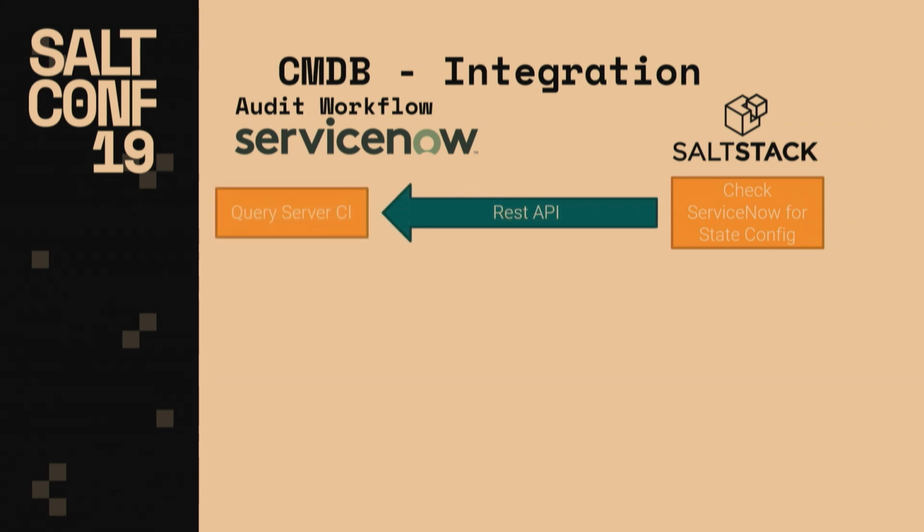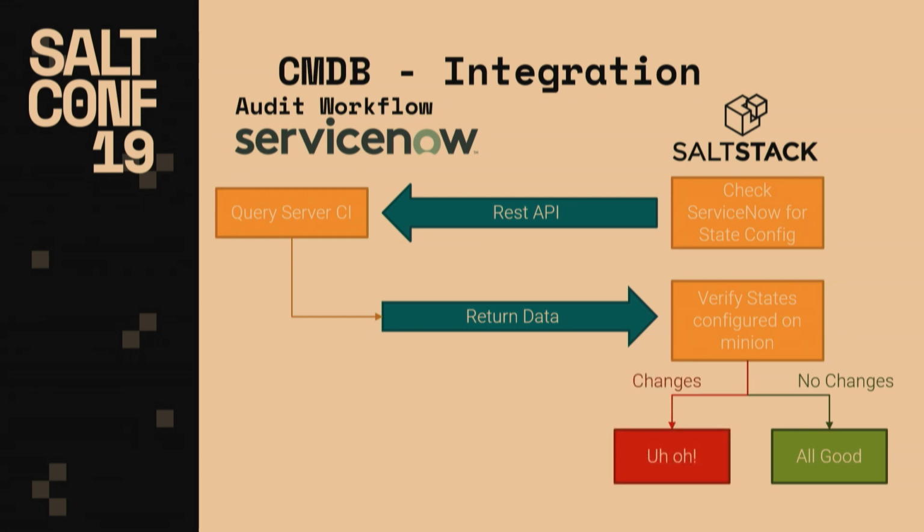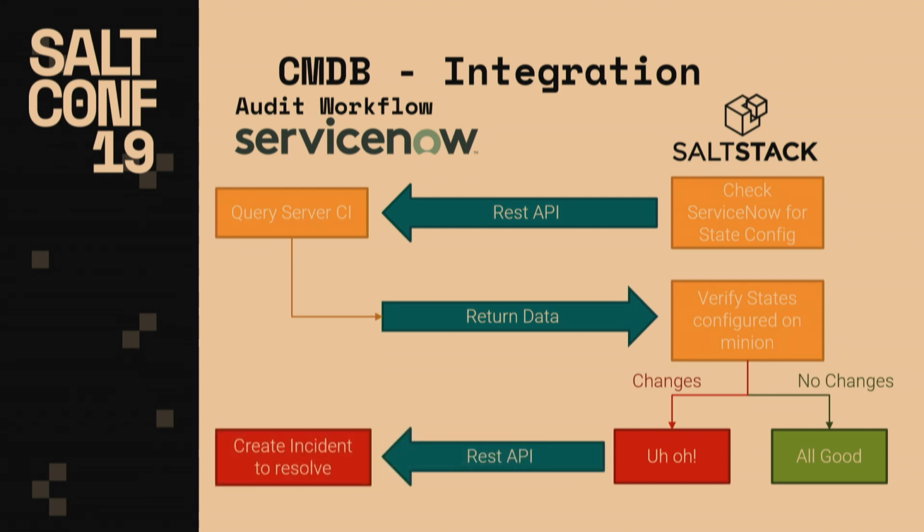It'll pull that server CI data that we looked at with the salt configs and send that back to SaltStack. SaltStack could verify the state, doing something like test equals true, seeing if there's any changes or if everything's in a known configuration state. If there's no changes, then we're all good and we can just go on our way. And if there are changes, then we probably have a problem because it's no longer in the configuration we thought it was in. We can connect back to ServiceNow and create an incident saying, hey, we need to resolve this. What do you want to do?